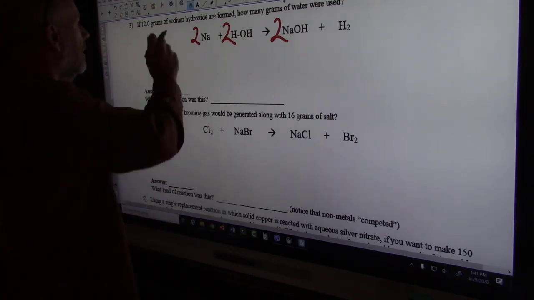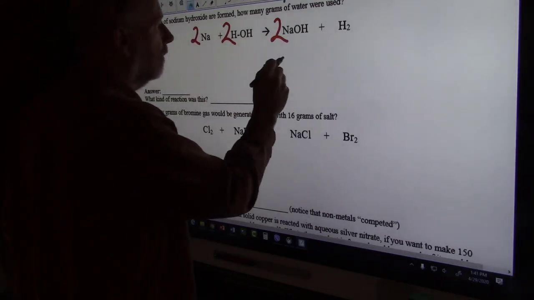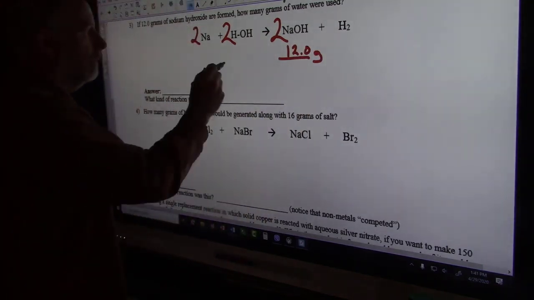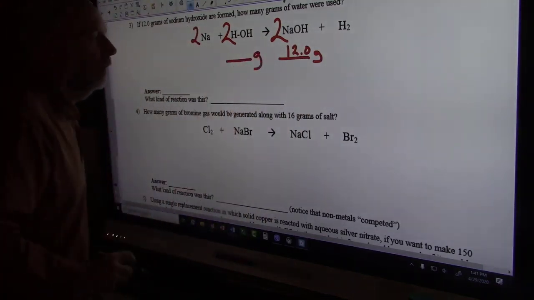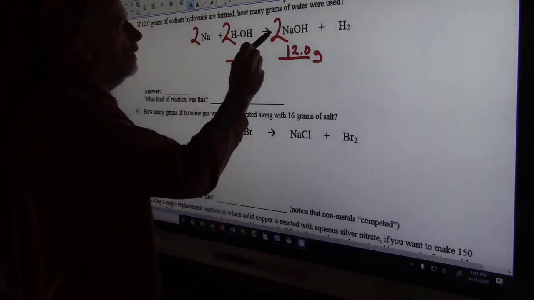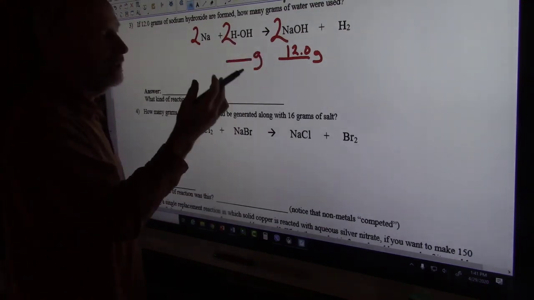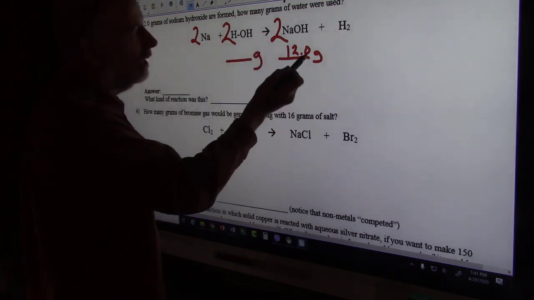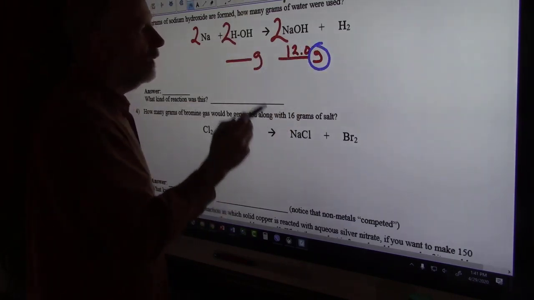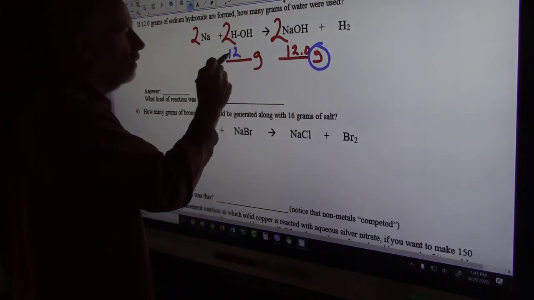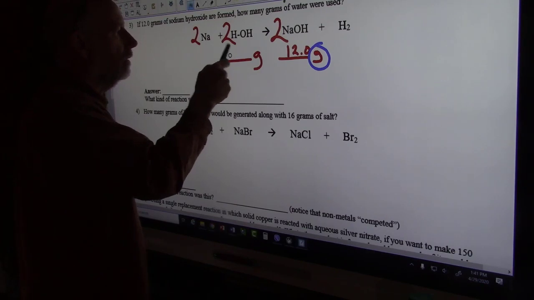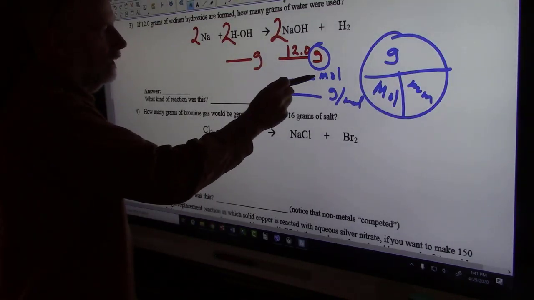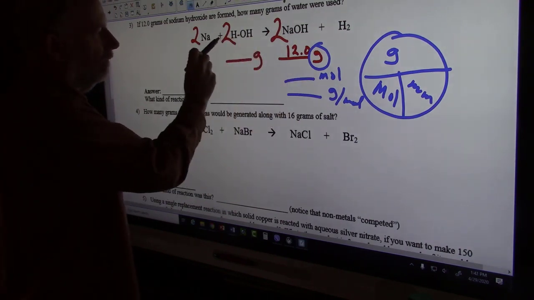12 grams of sodium hydroxide are formed. There it is. 12.0 grams are formed. How many grams of water were used? Temptation. Ooh, you'd say it's a 2 to 2 ratio. That's the same. 12 grams to 12 grams. But this is a mole-to-mole ratio. And this number, this is grams. Do not just say, oh, it's 12. That would be wrong. Don't do that, whatever you do. We have to get the moles of these. So if I can get the moles of this, it's going to be the same number of moles over here.